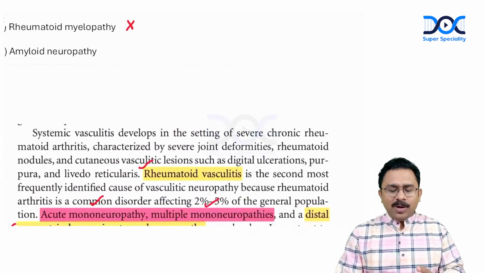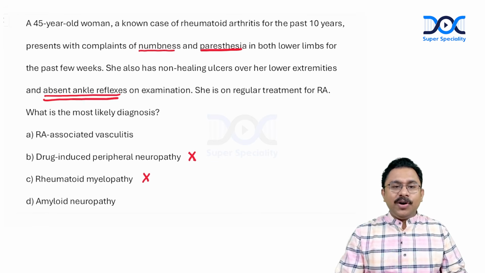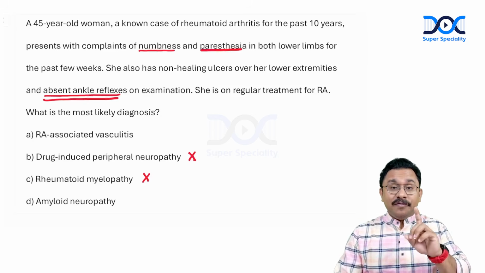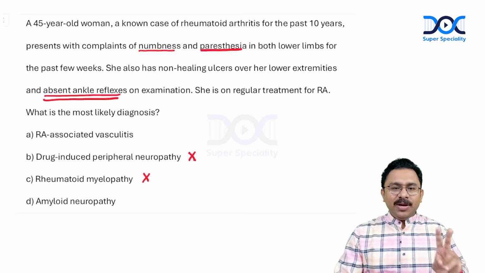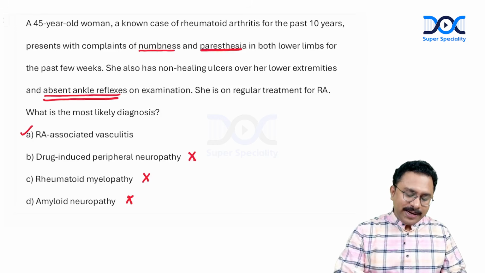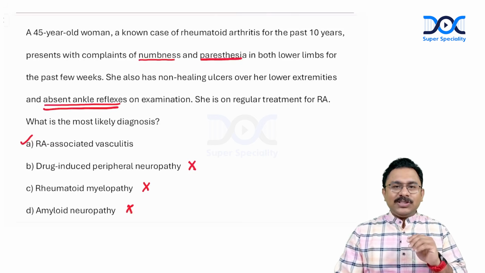And also, ulcers are less likely to occur in amyloid neuropathy in comparison to RA associated vasculitic neuropathy. And because of these two features, I am going to diagnose this as most probably an RA associated vasculitis.